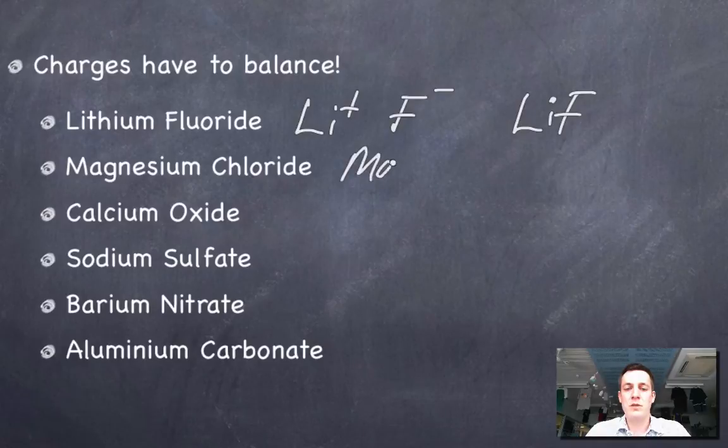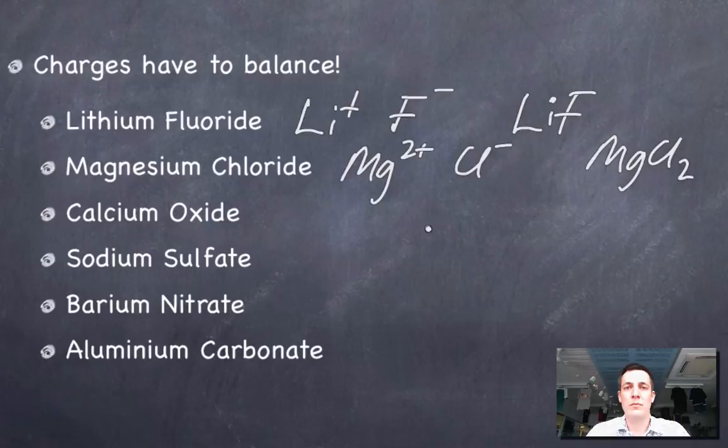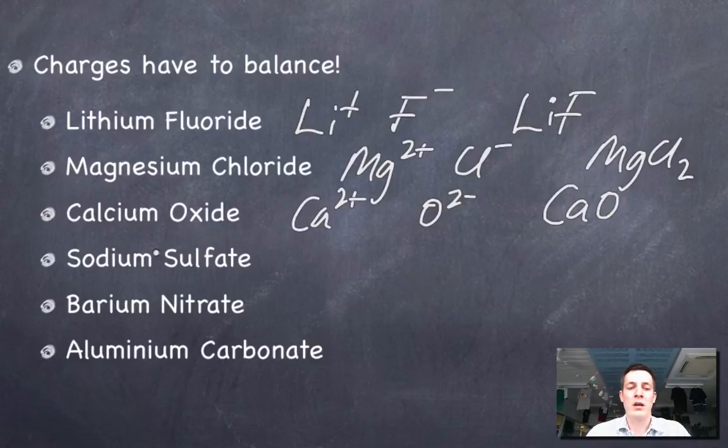Magnesium has got a 2+ charge, whereas chloride has got a 1-. So to get those two charges to balance, I need 2 chloride ions. So the formula of magnesium chloride is MgCl2. Again, I would have no chance of getting that formula right if I didn't know the charges of the ions. Calcium has got a 2+ charge, oxide's got a 2- charge. I only need one of each of those to get them to cancel, so the formula is CaO.